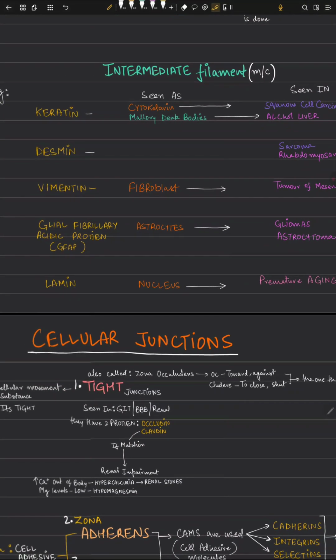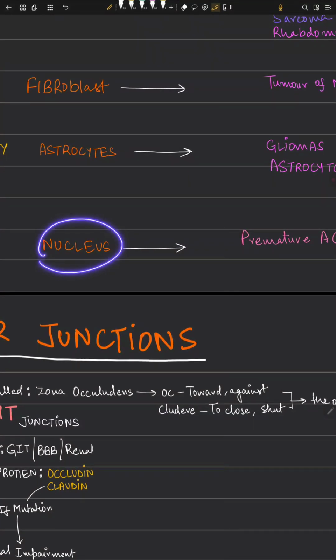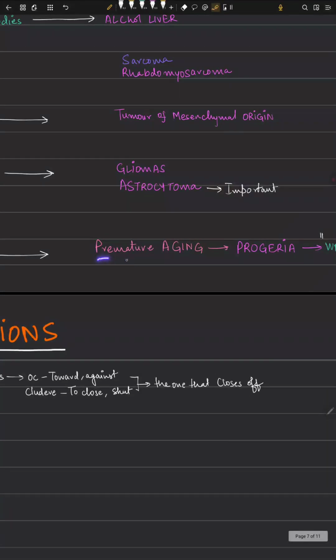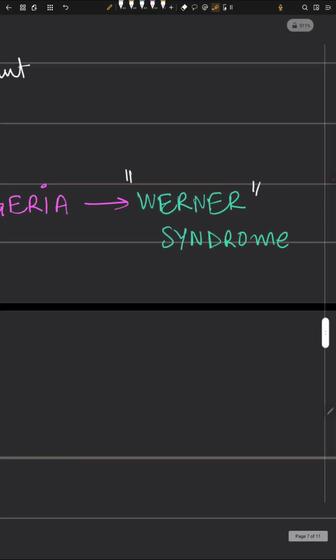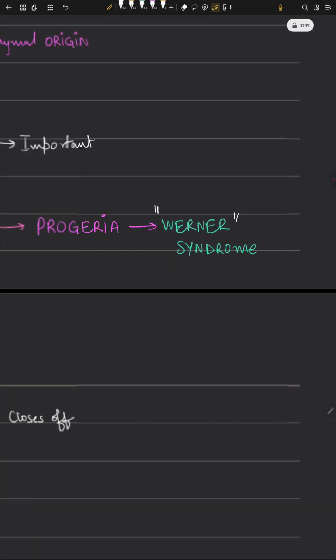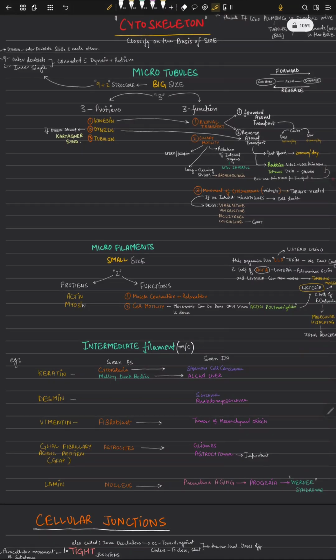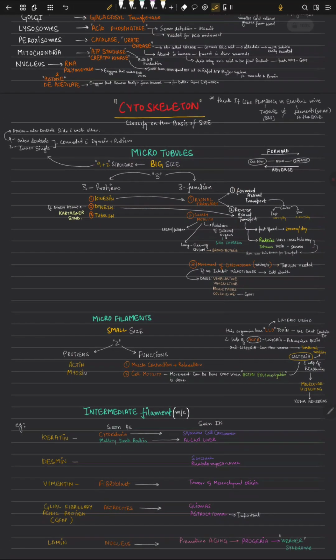That's why it's important. Lamin. Cool. Where are lamins? Well, actually, it's not laminin, it's lamin, and they are present in the nucleus, and they can be present in premature aging. Now, this is called progeria, and it's a part of Werner syndrome. Cool. So now we know intermediate filaments, now we know microfilaments, and now we know microtubules. Cool, amazing.